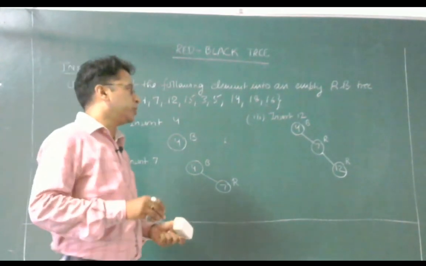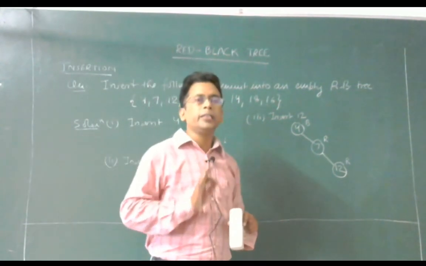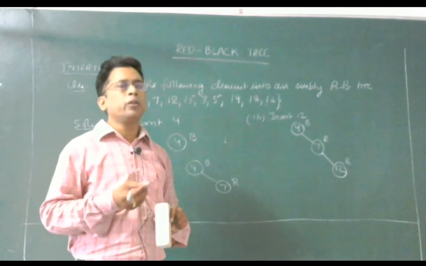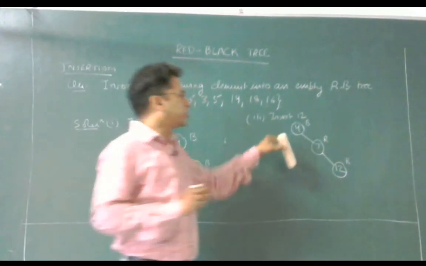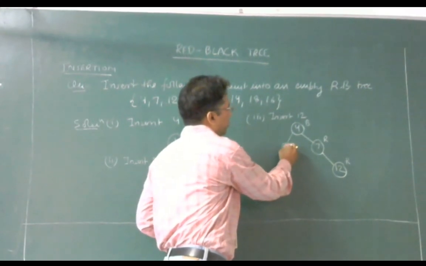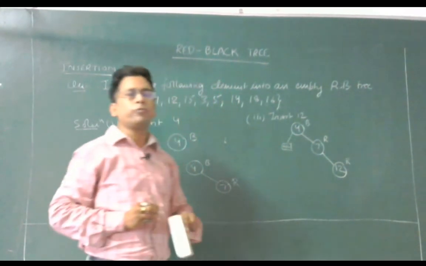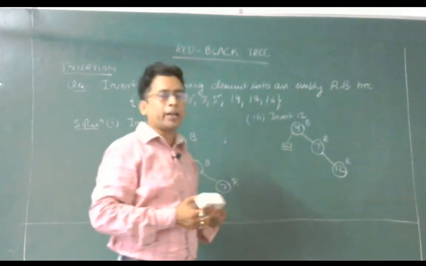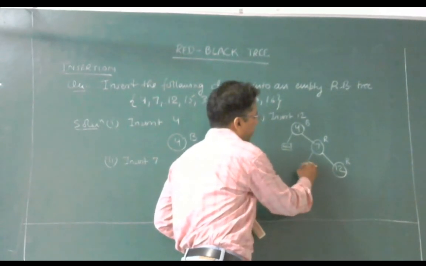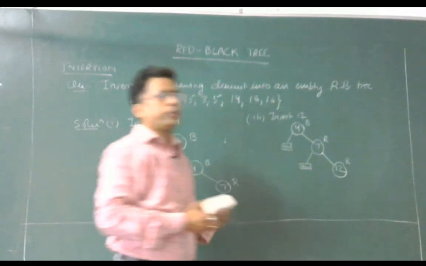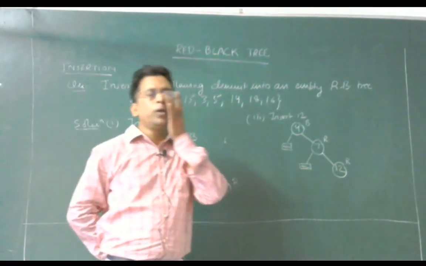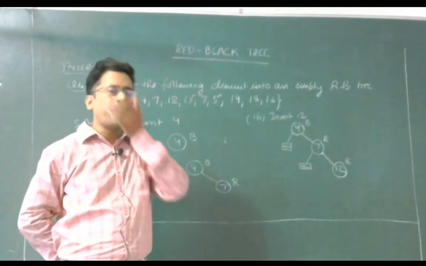Here one point you should remember: if there is only a left child or only a right child, in that situation we consider that the missing child is nil, and it is of black color. Everywhere there is an absence of a right child or left child, by default you can consider that it is filled by a nil pointer, nil value, and that is by default black color.